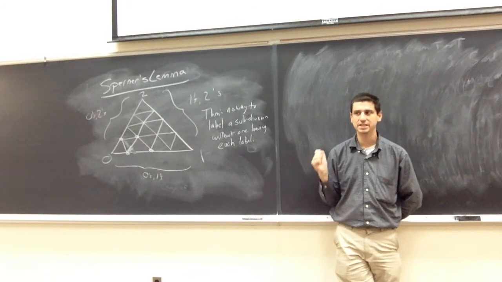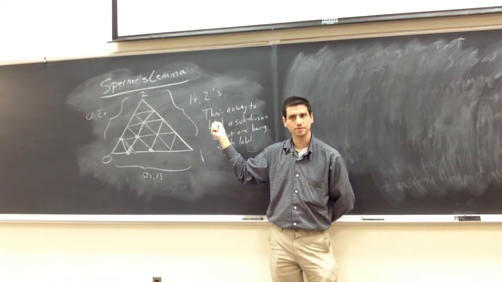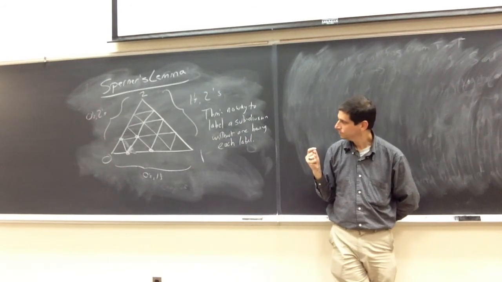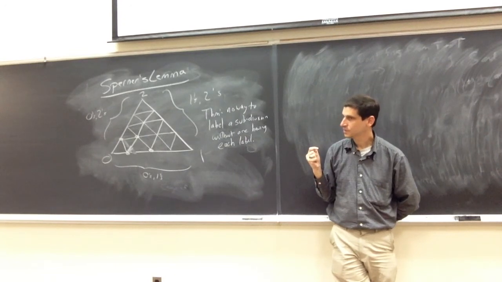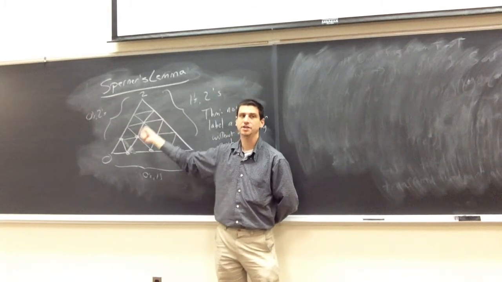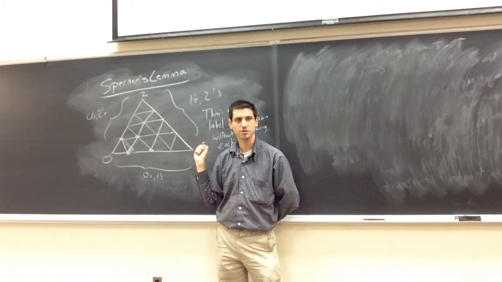So somebody clearly tell me what we're trying to do. In Sperner's lemma, what is our goal? Sure, that the set of all triangles with each vertex labeled distinctly is not empty. Okay, so we're trying to show that there is a triangle with three different labels. Are we trying to count how many such triangles there are? Would we like to know how many such triangles there are?